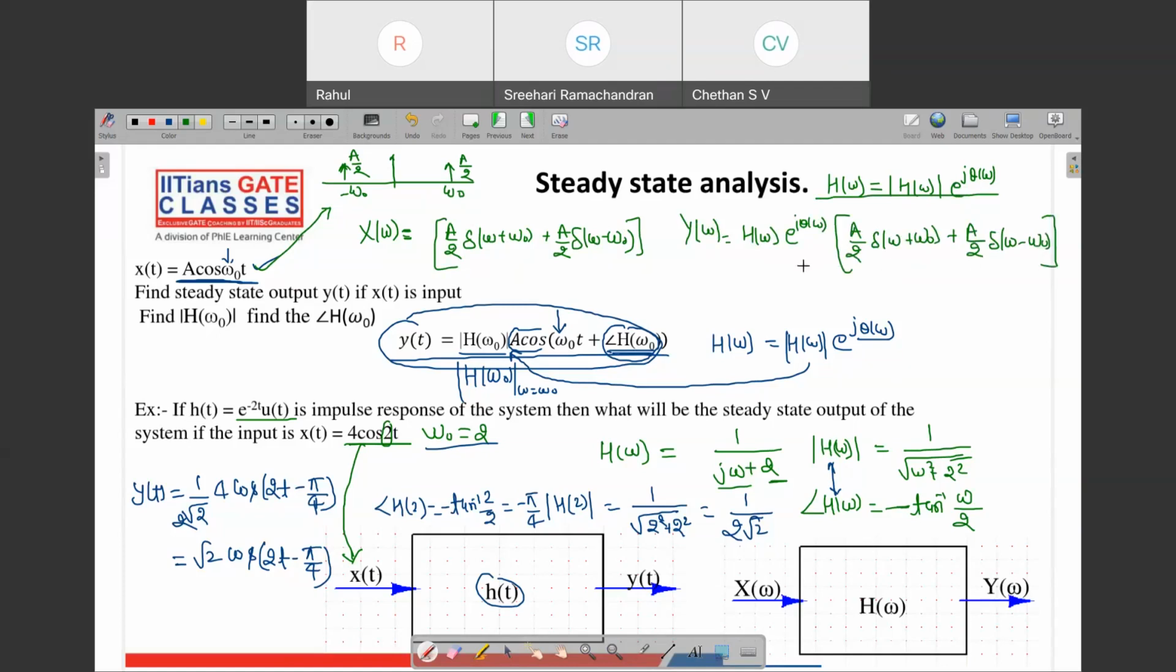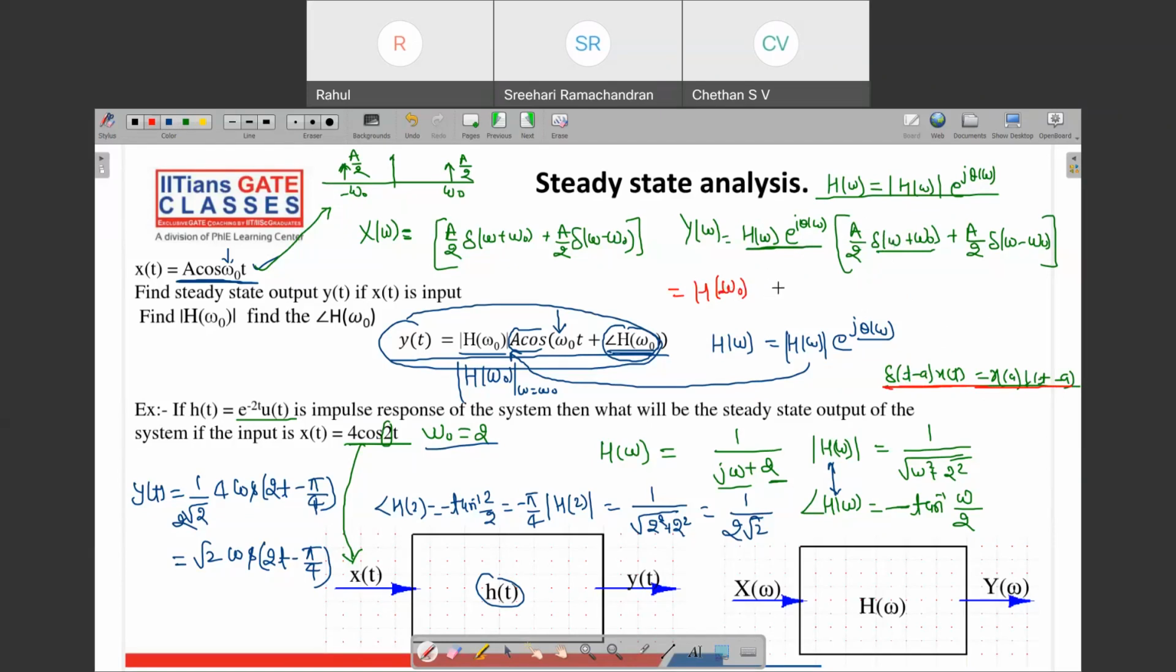Now this is a del which you are multiplying by some function. So I will invoke this rule: when you have del t minus a into x of t, you can write it as x of a into del t minus a. Here it is in the time domain, here it is in the frequency domain. It doesn't matter whether it's a time domain signal or a frequency domain signal, this rule is going to be applied everywhere. So you can write it as h of omega naught. In this case, it will be minus omega naught.